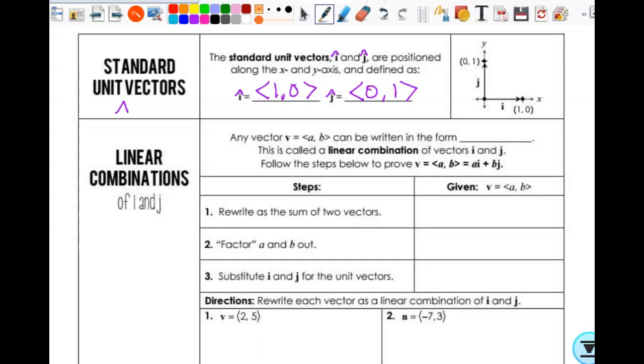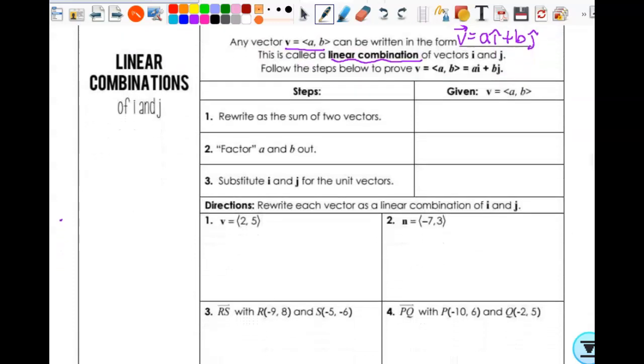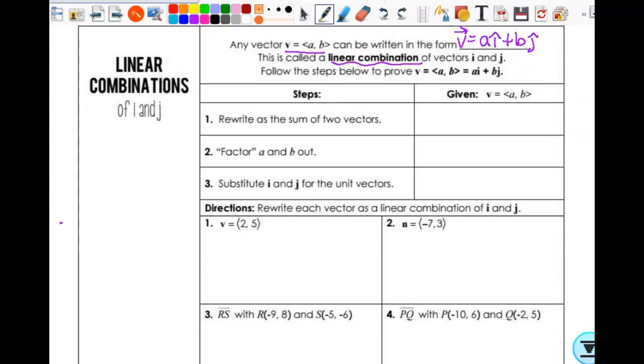And then we're going to use those to form what is called a linear combination of vectors I and J. So any vector v, which is in the form of a, b, can be written in the form v equals a I hat plus b j hat. I'll show you how that works and why it makes sense, even though it seems a little strange. We're going to go through these 3 steps. You do not have to do these steps every single time. The steps just show you why it works.